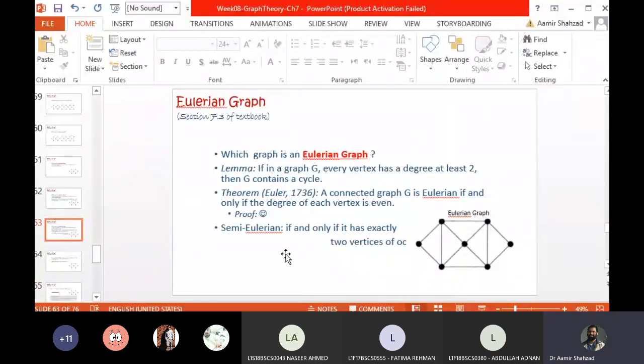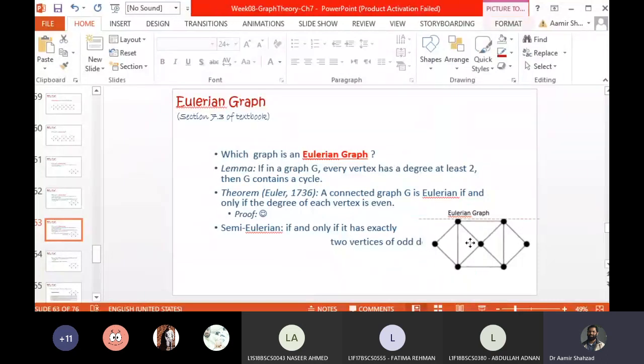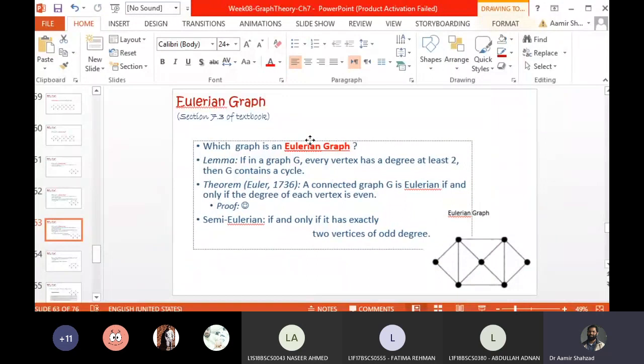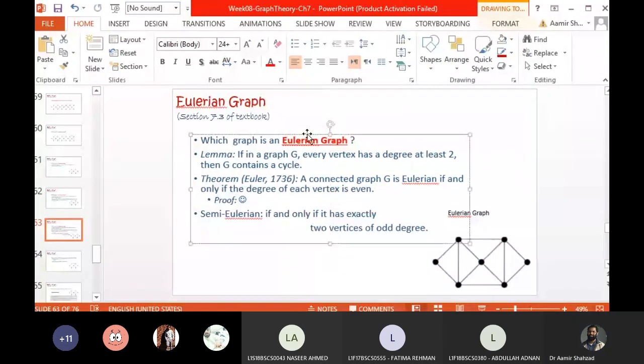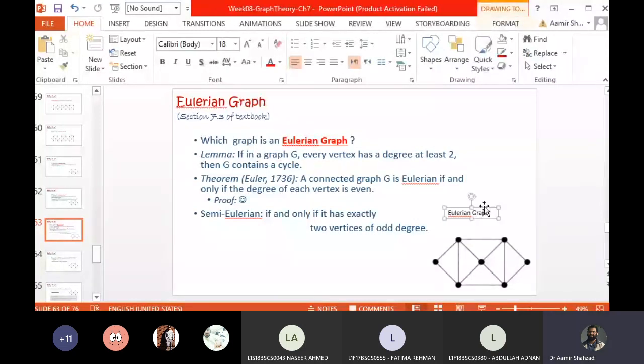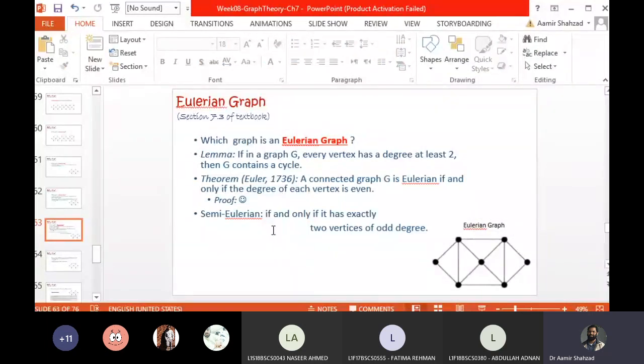So semi-Eulerian कब होगा? If and only if it has exactly two vertices of odd degree. So a semi-Eulerian, if we have two vertices with odd degree, so these will be those two vertices, जो एक हमारा starting vertex होगा और एक हमारा ending vertex होगा, and we will not be able to come back to our starting point. So it will be semi-Eulerian.